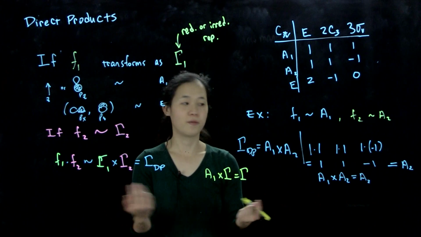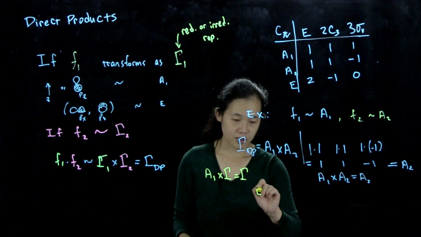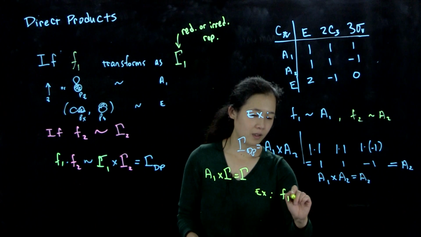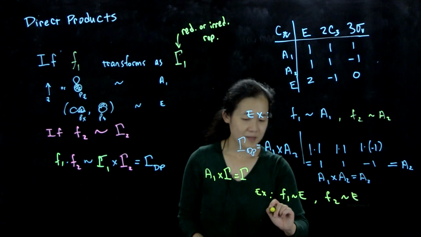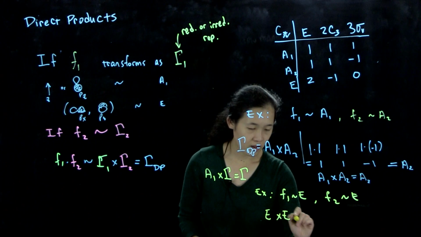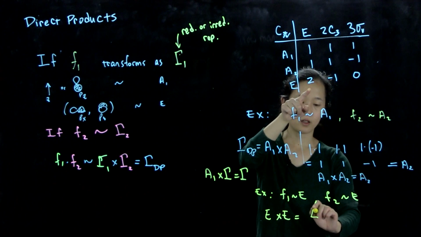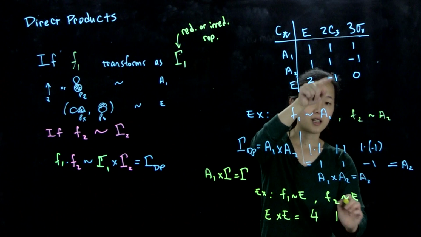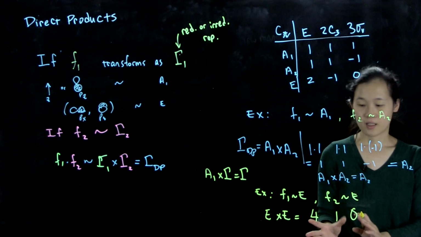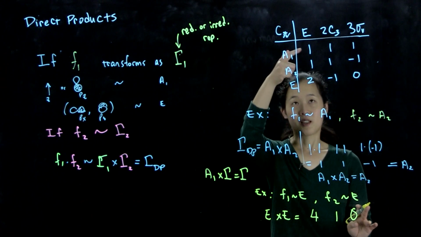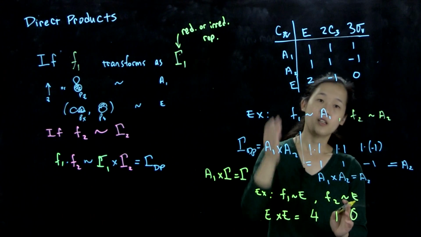It's multiplying by 1. OK, so if we do a more complicated example, suppose we have our second example, example 2, f1 transforms as E, f2 also transforms as E. Then we want to know what E times E is. And then so again, E times E, so we have 2 squared, 4. Minus 1 times minus 1 is 1, 0 times 0 is 0. So we want 4, 1, 0 as our reducible representation. This is clearly not an irreducible representation because we don't have any 4s. So now we have to reduce down into a sum of irreps.